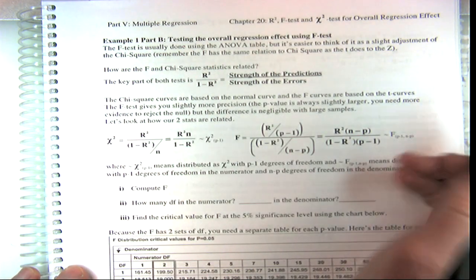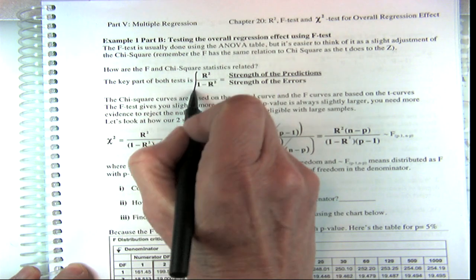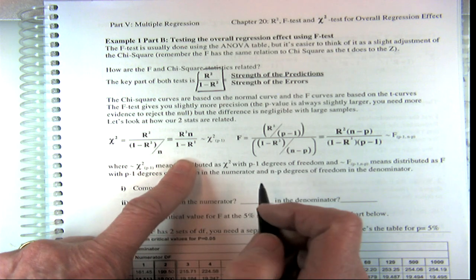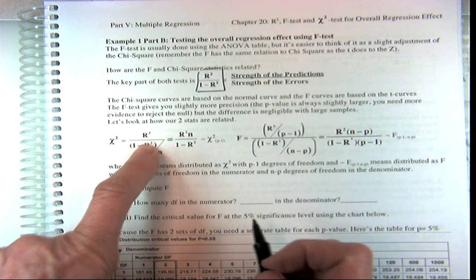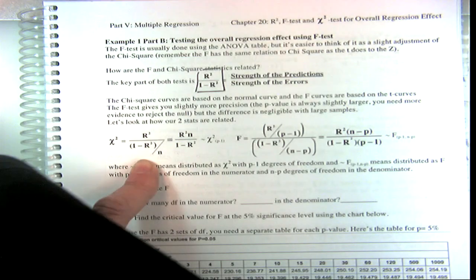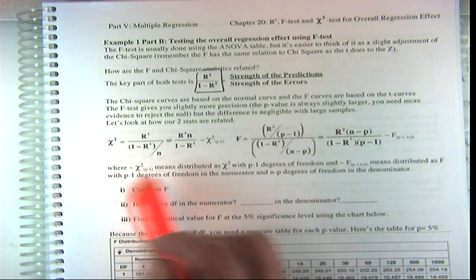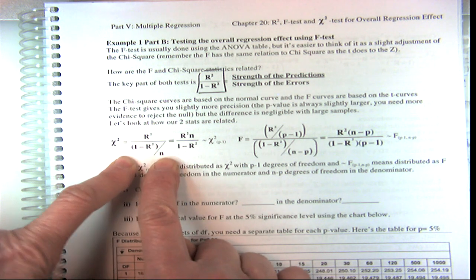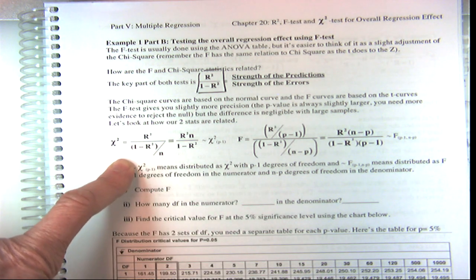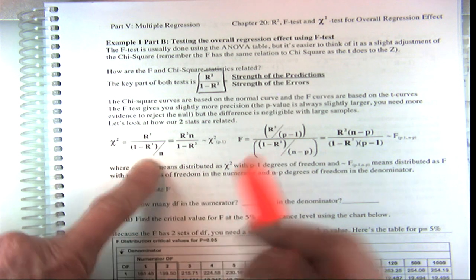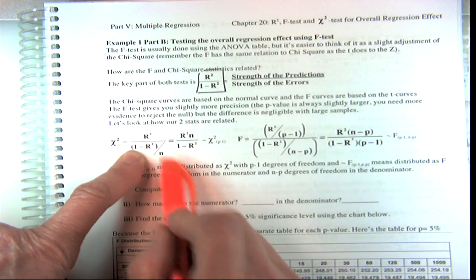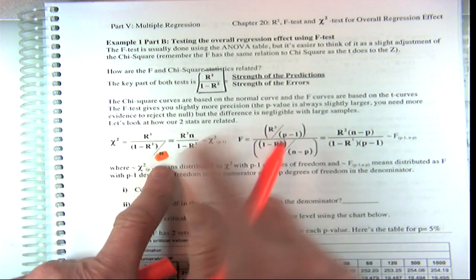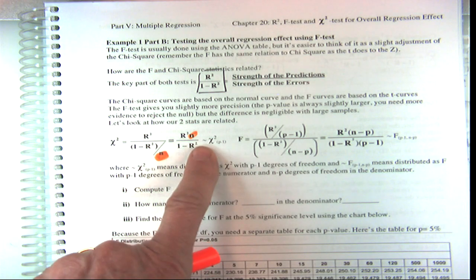Do you remember the F? The key part of both is this, but what is the difference? Here's our chi-squared right here, and it's r squared over 1 minus r squared. And this n is really dividing these errors here. This is the strength of the errors, and each little point contributes an error. You know how it says actual minus its predicted? So you have n of those. So we're averaging those. But this n right here then appears in the numerator when we simplify.